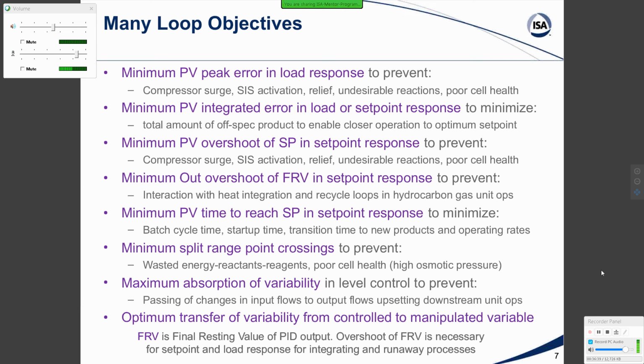Control loops don't make variability disappear right there in the control loop. What they do is they transfer it from something you want to stay at set point to something that you have freedom to move. And so you're transferring variability from the controlled variable to keep it at set point to a manipulated variable. And how you do that changes depending upon your loop objectives that we've been talking about here.